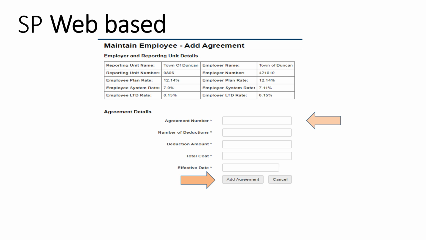From the PDA agreement, you'll enter the following: number of deductions, deduction amount, the total cost of the agreement, and the effective start date of the agreement. Once you've entered all of this, add agreement, and this will take you back to your Maintain Employee page, and you'll want to make sure to save changes. If you see that the PDA has a yes in the term pay, please make sure to submit any applicable funds upon the employee leaving your employment.